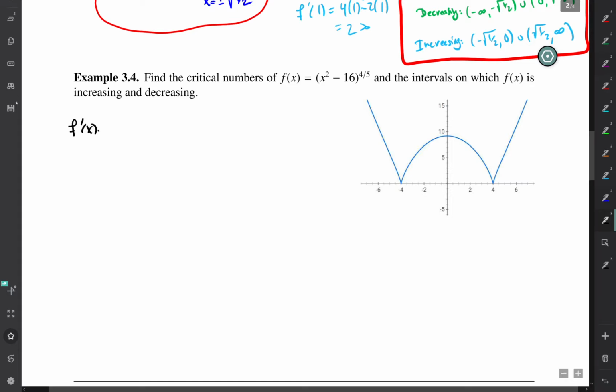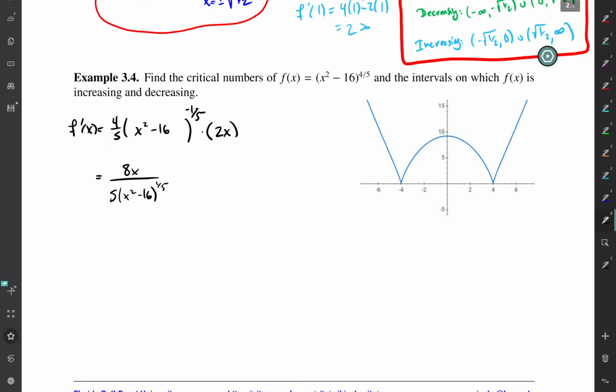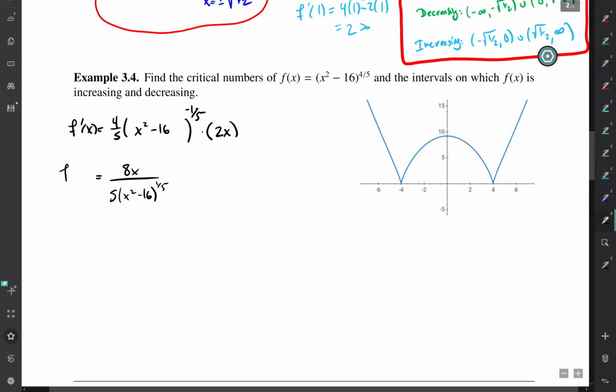So f prime of x is going to be 4/5 times something to the negative 1/5. That's the derivative of the outside function. Then we plug in the inside function, leaving it alone, and then we multiply by the derivative of the inside function. That's the chain rule, which we learned about last time. I can rewrite this as 2x times 4, which is 8x, over 5 times (x squared minus 16) to the 1/5. All I did was move that (x squared minus 16) to the negative 1/5 down to make it a positive 1/5. So that's f prime of x.